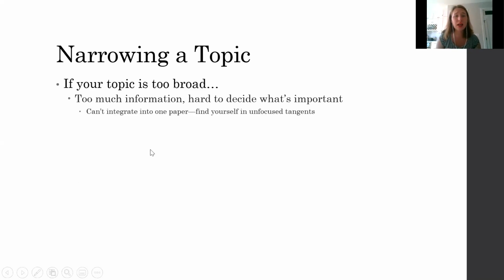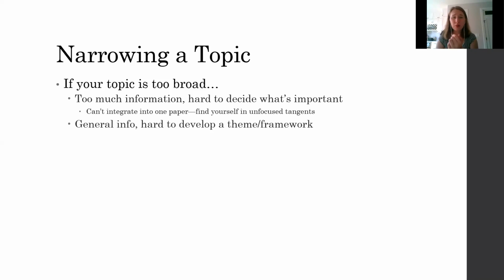It also means that you can't really integrate it easily into the one paper, and you might find yourself going off onto unfocused tangents, okay? So if your topic is too broad, you're really going to have a hard job staying focused through the length of your paper. You're going to go off on tangents, okay? So having a nice, clear, narrow topic will help you stay on track and keep you from getting sidetracked with those tangents. It can also, if it's really general information, be really hard for you to see or connect a pattern in the ideas.